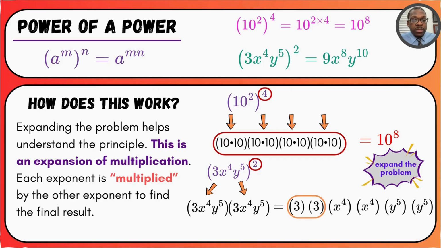If we put the 3's together, 3 times 3 is 9. X to the fourth times x to the fourth, x to the eighth.